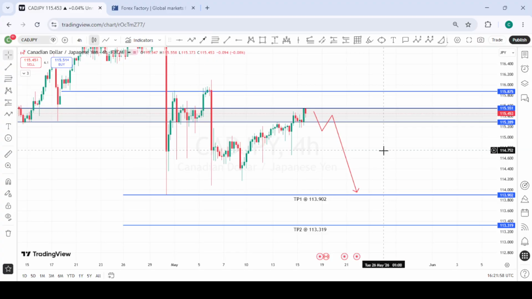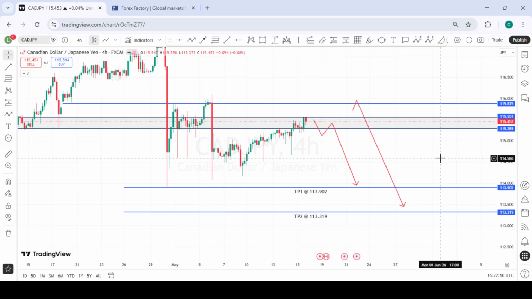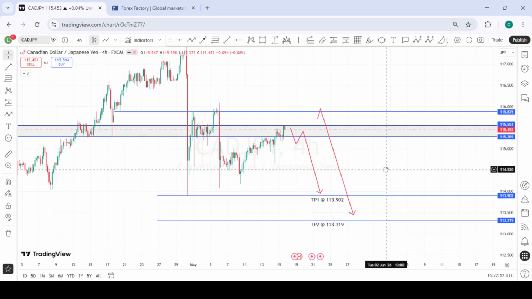targeting the two targets we have below right here. Should price still find its way all the way up to this area of interest here, and we get a selling opportunity here, we can still take ourselves from here to the downside for CADJPY. So we are very bearish on CADJPY.